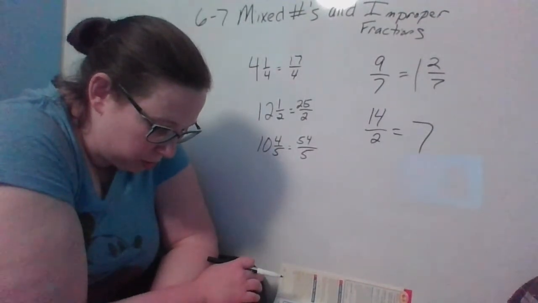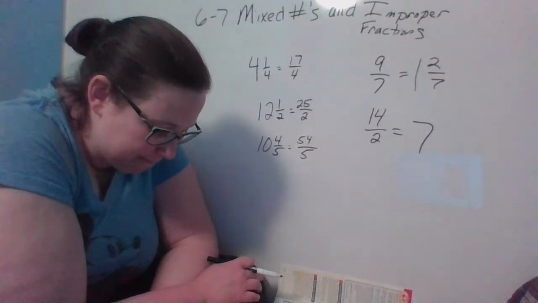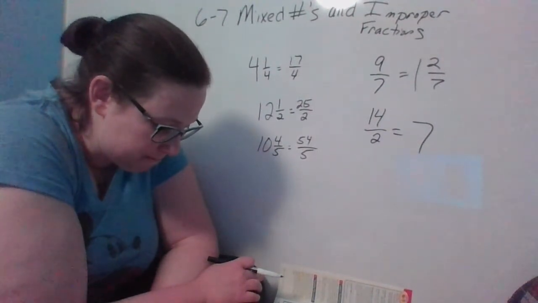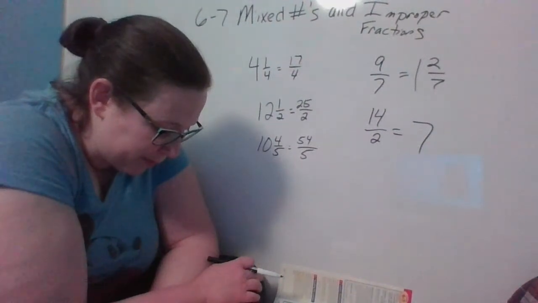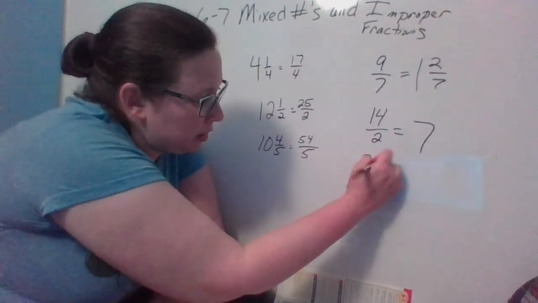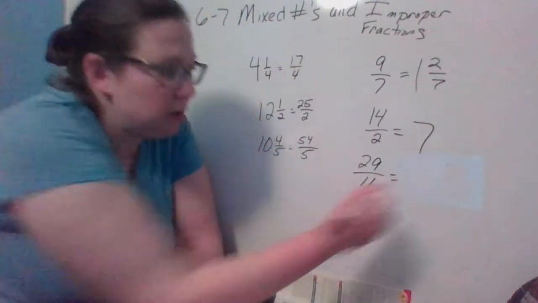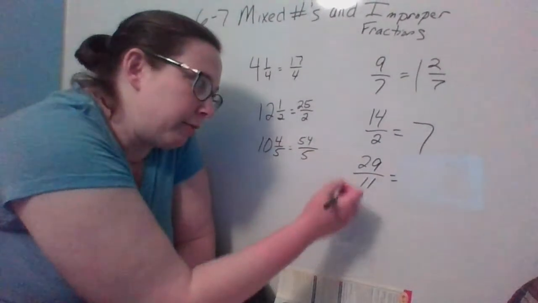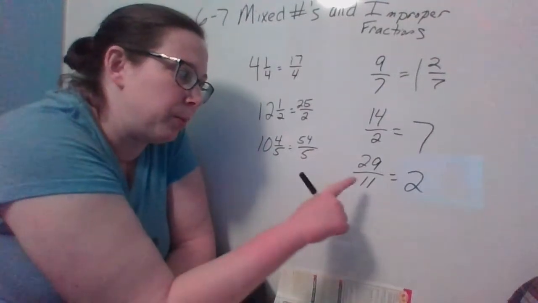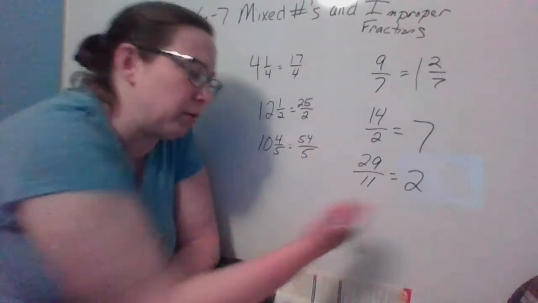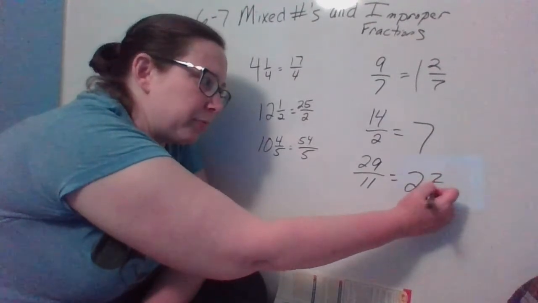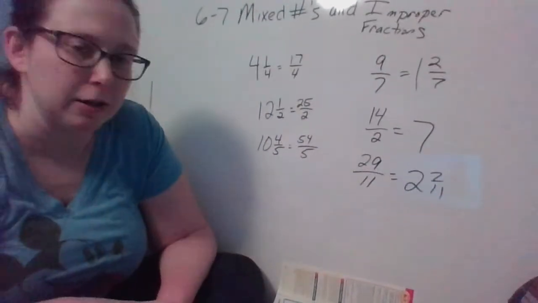Let's also look at 29/11. So how many times does 11 go into 29? 2. And there would be 7 left over. So it'd be 2 7/11.